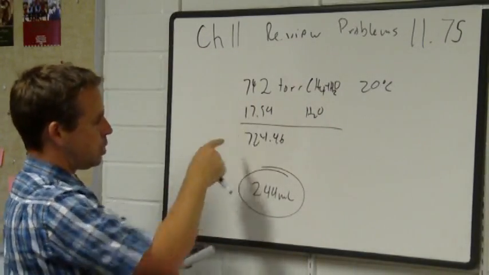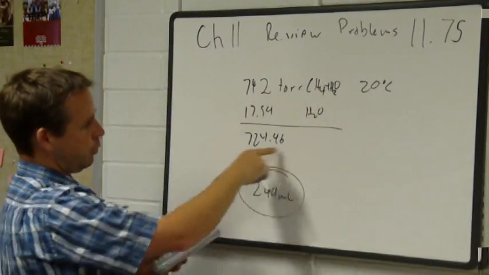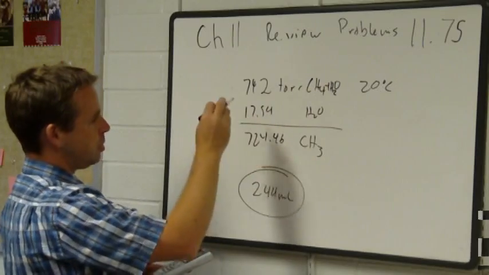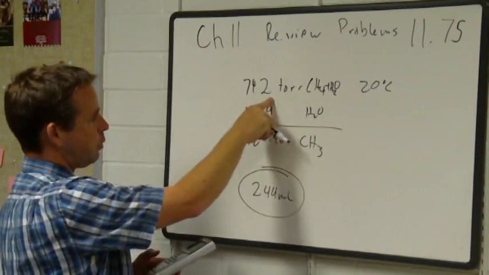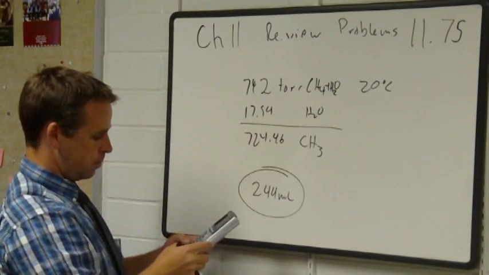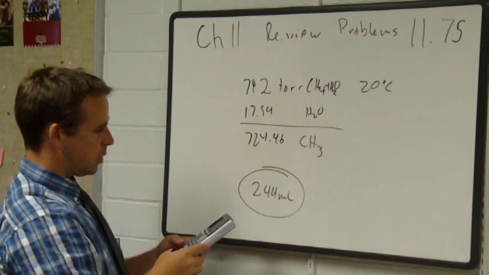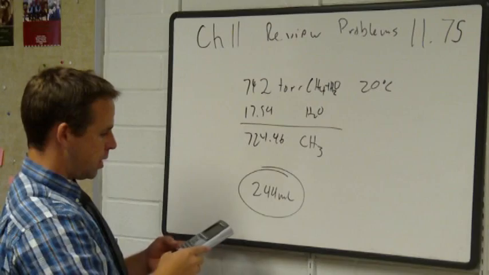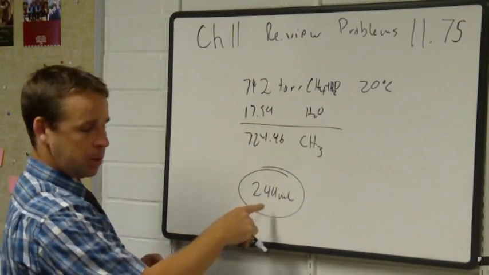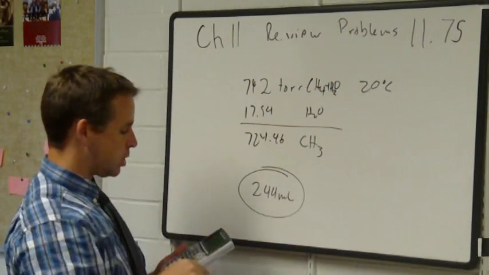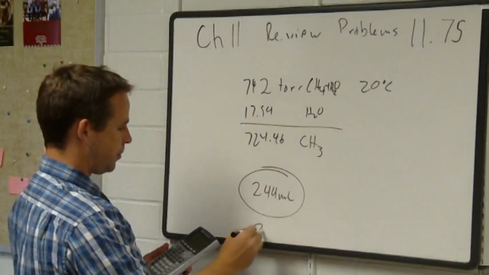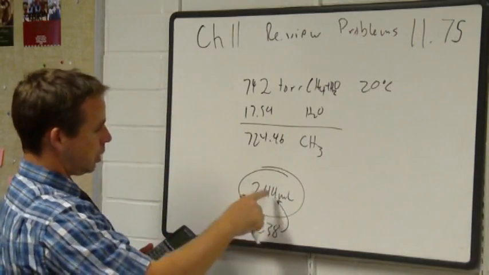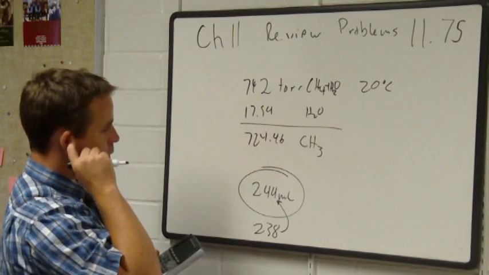I can do that by looking at this ratio, taking 724.46, the pressure due to the methane, divided by 742, the total pressure, and that gives me a fraction. And I can multiply that fraction times 244, and that'll tell me how many milliliters of methane I actually get, and that's 238. So I lose 4 milliliters due to the water.